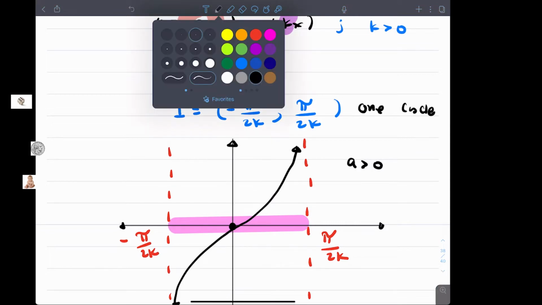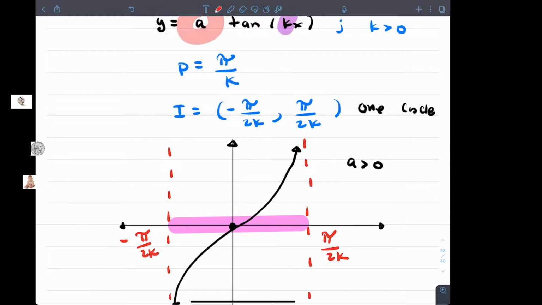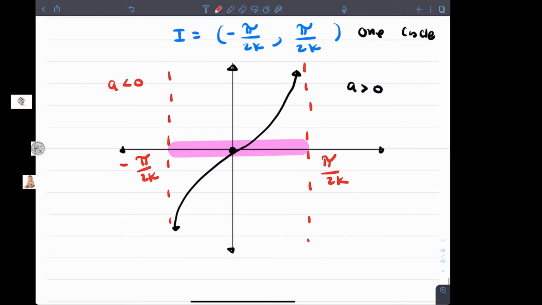What happens if A is negative? Do you guys know? It's reflected. Is that right? It goes the other way. Right. It's reflected about the x-axis. You say, what do you mean? Put a mirror on the x-axis to reflect the curve. Going the other way, you're correct. It goes here and here.